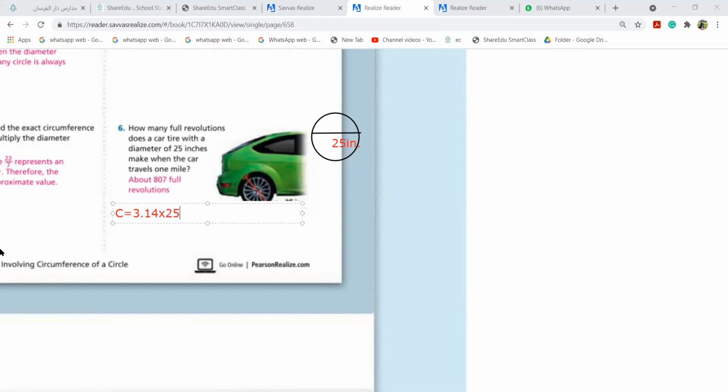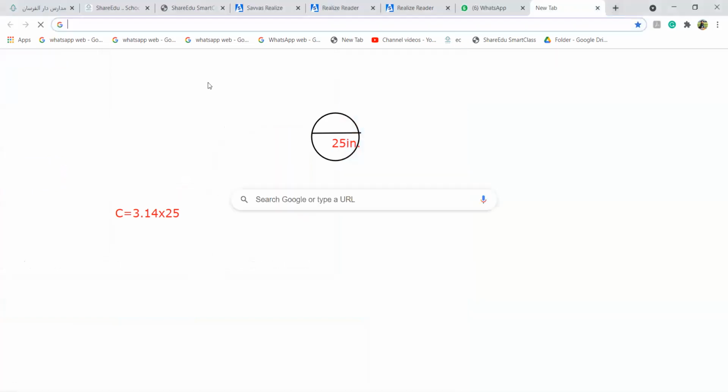I'm waiting for your answer. 78.5. This is the circumference of the circle. Now, they said 1 mile. 1 mile is how many revolutions? Let us check that.